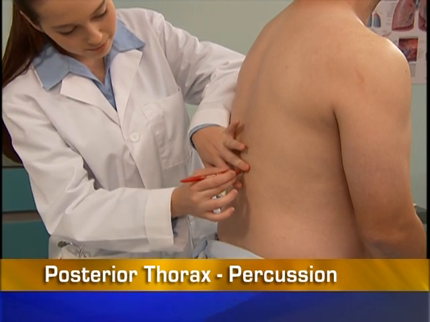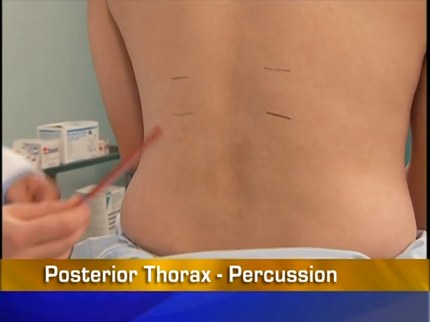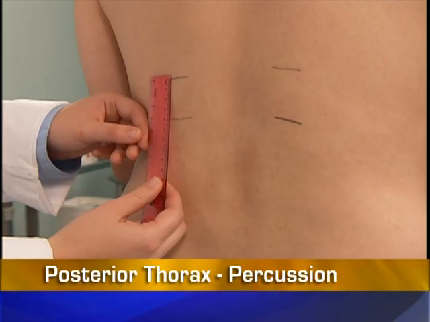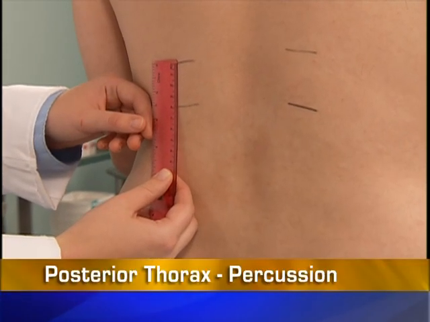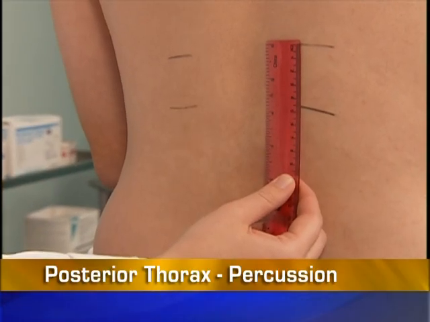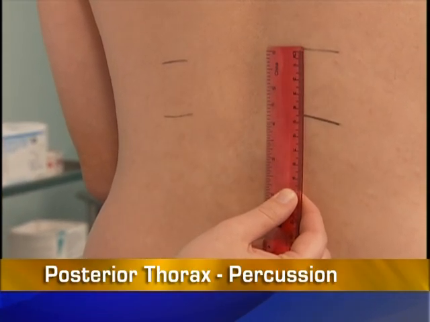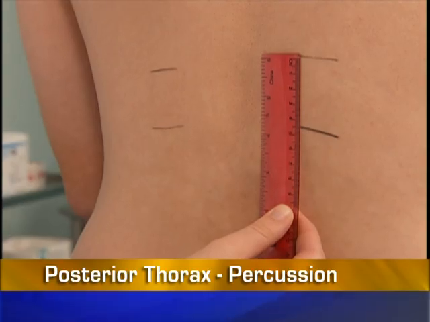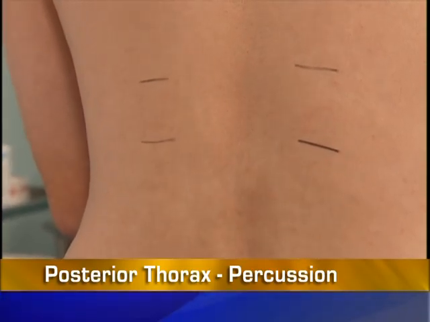The diaphragm may be 1 to 2 centimeters higher on the right side because of the liver. Then measure the difference between the two marks. Diaphragmatic excursion should be equal bilaterally and normally ranges from 3 to 5 centimeters or up to 8 centimeters in well-conditioned athletes.